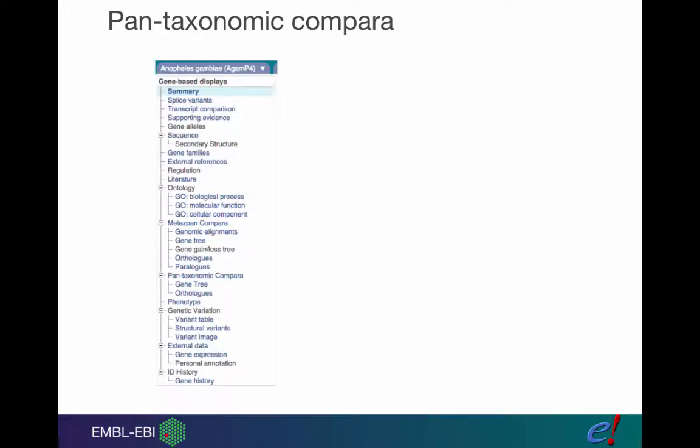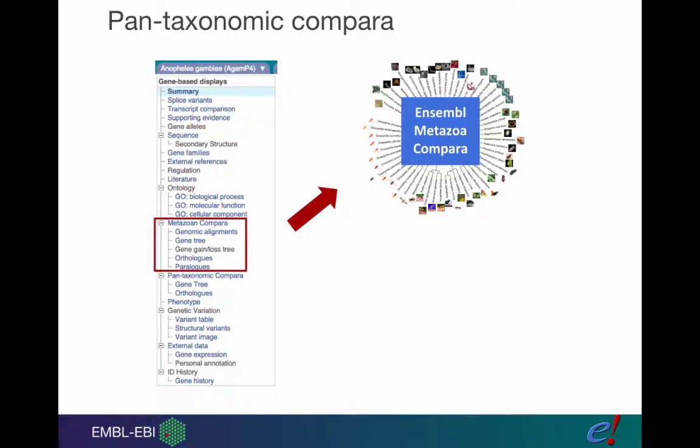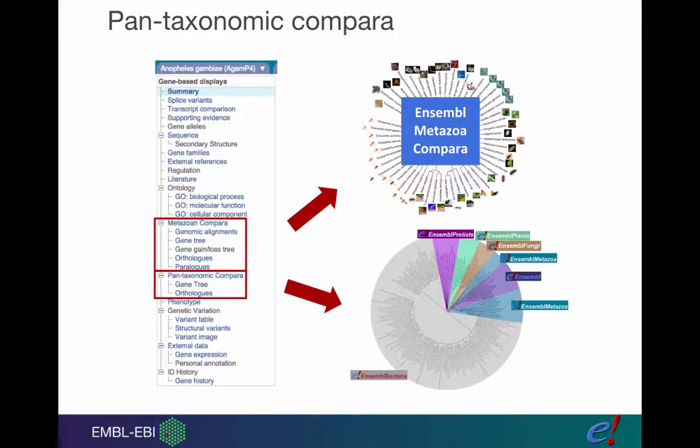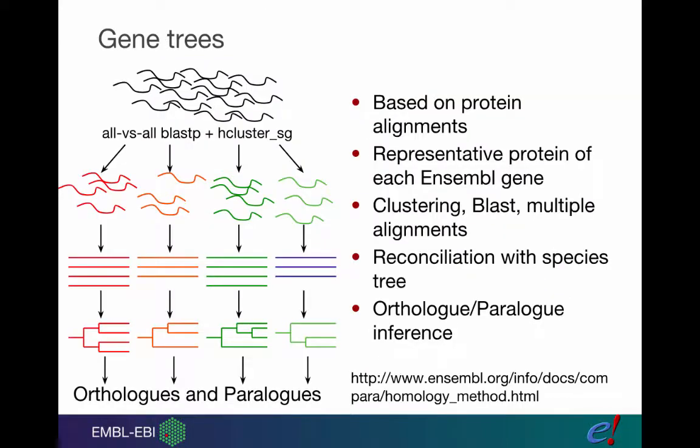And if you're looking at some of the species which are involved in pan-taxonomic Compara, this is just the gene tab for mosquito, and you can see that there are actually two categories here. There's Metazoa Compara, which will give you gene trees containing other insects and worms and other kinds of non-vertebrate metazoa. And there's also pan-taxonomic Compara, which will give you the gene trees and orthologs across this taxonomic space.